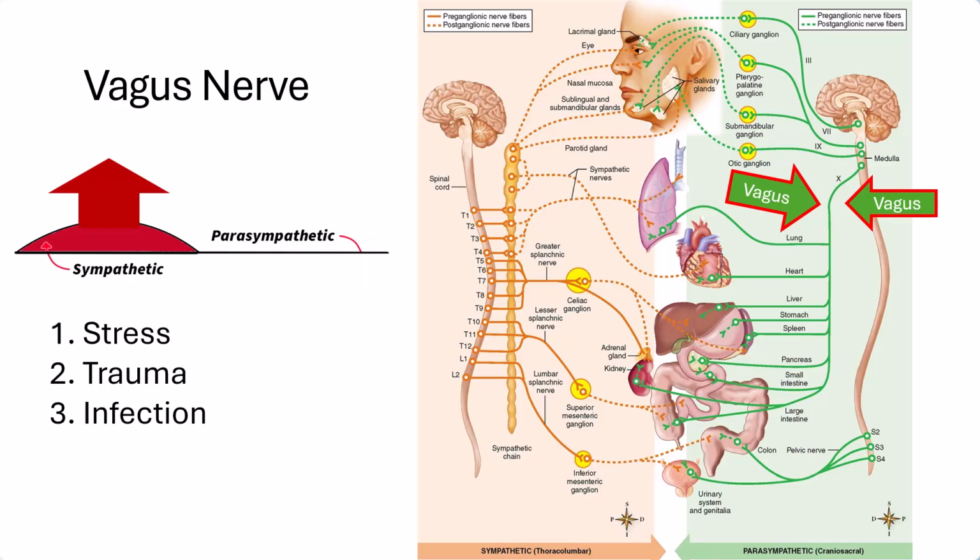There are three things that suppress vagal nerve function and keep it from initiating a healing response in the body. These are stress, trauma, and infections or chronic infections. Chronic stress, unresolved trauma, and chronic infections increase sympathetic nervous system arousal in the body and at the same time suppress parasympathetic function and thereby vagus nerve function.